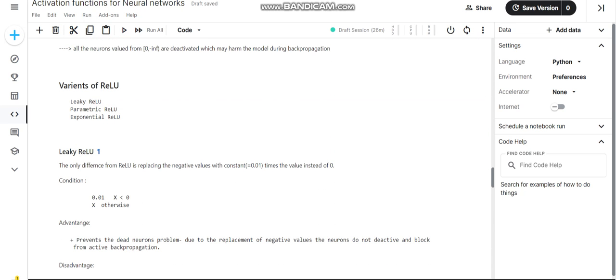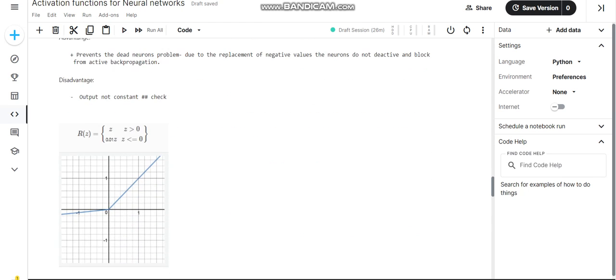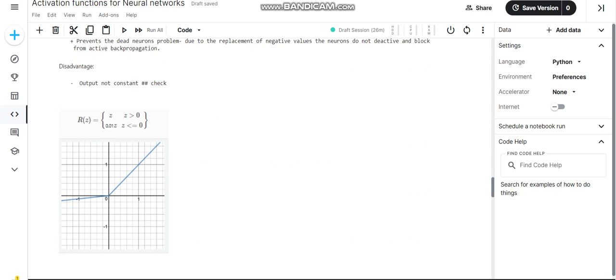There are a few variations of ReLU: leaky ReLU, parametric ReLU, and exponential ReLU. Leaky ReLU is very similar to ReLU, with the exception being that the value for any non-positive number would be a constant number and not 0. And for the positive part, it remains the same as ReLU. It looks like this. There are a few other variants of ReLU which will be included in a notebook, the link to which would be attached in the description box.